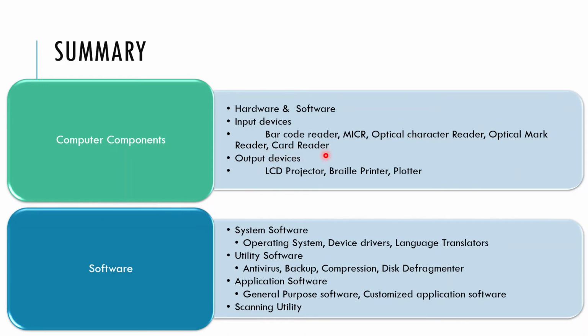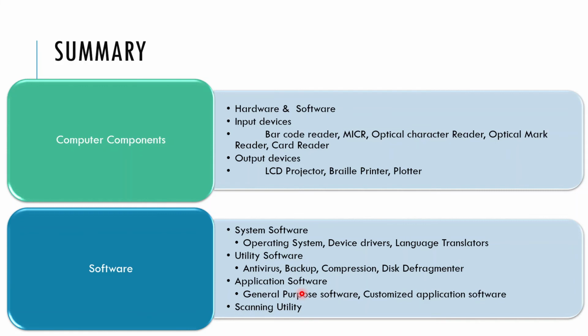We also looked at the output devices, which basically convey the information from the computer to the user. We saw some of the output devices like LCD projector, Braille printer, and plotter. Then we looked at the software. Software can be classified into three categories: system software, utility software, and application software. In system software, we saw operating system, device drivers, and language translators. In the utility software, we saw antivirus, backup, compression, and disk defragmenter.